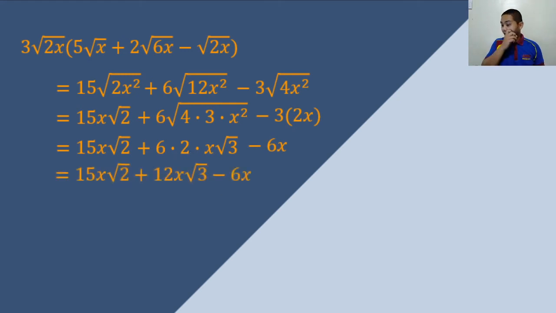So, yung magiging final answer natin will be 15x square root of 2 plus 12x square root of 3 minus 6x. Pwede mo naman i-factor out yung x or yung 3x, I mean. Pero after natin i-factor out, wala naman tayong mas simplify sa loob. So, ako, I will consider that as the final answer. Okay?